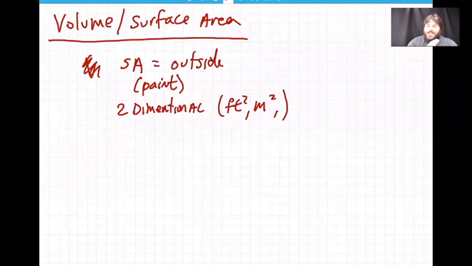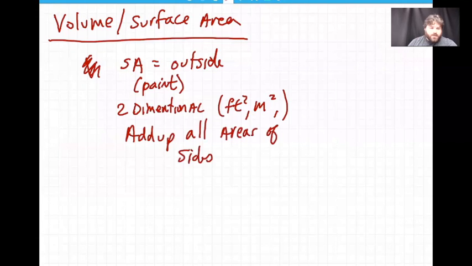The surface area is the outside of the shape. It's basically you add up all the areas of the sides of the object. So it's like you add up all the things on the outside. Just like perimeter, you add up all the things on the outside. Same thing with surface area. You're going to add up all these areas of the outside, these 2-dimensional areas.